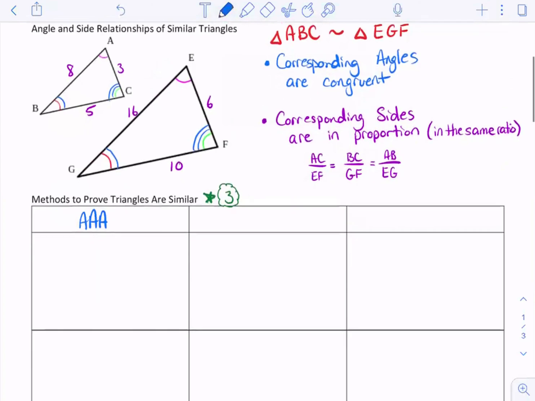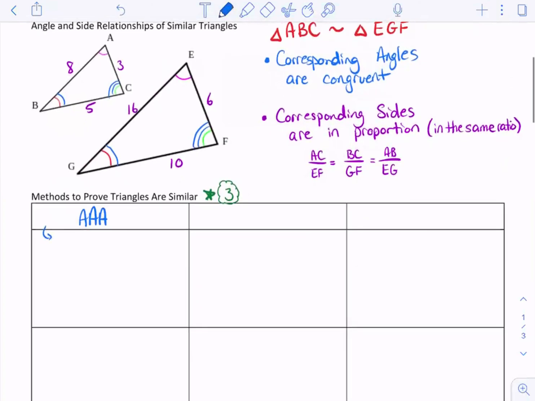So now with angle, angle, angle, you need to prove that there are 3 pairs of corresponding angles congruent. Let's see if I can fit that on one line just to make this neat. 3 pairs of corresponding angles congruent. I think I can fit it.